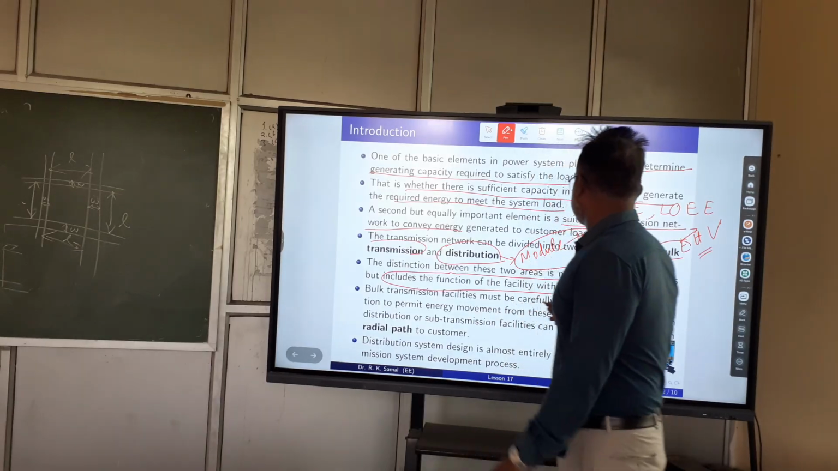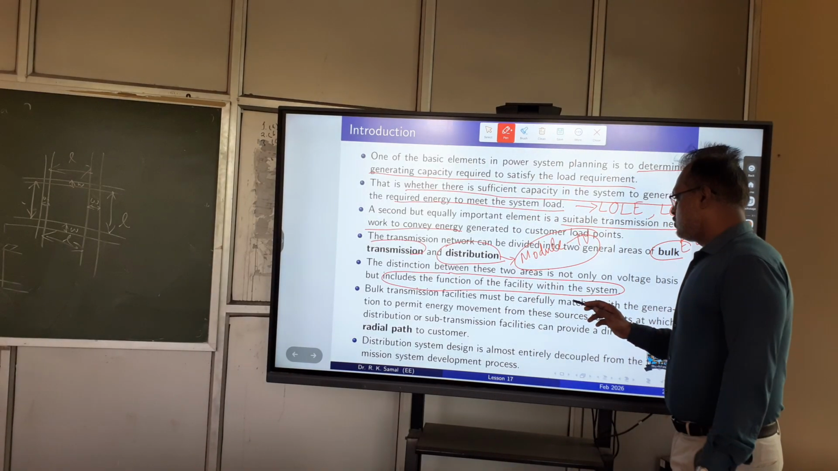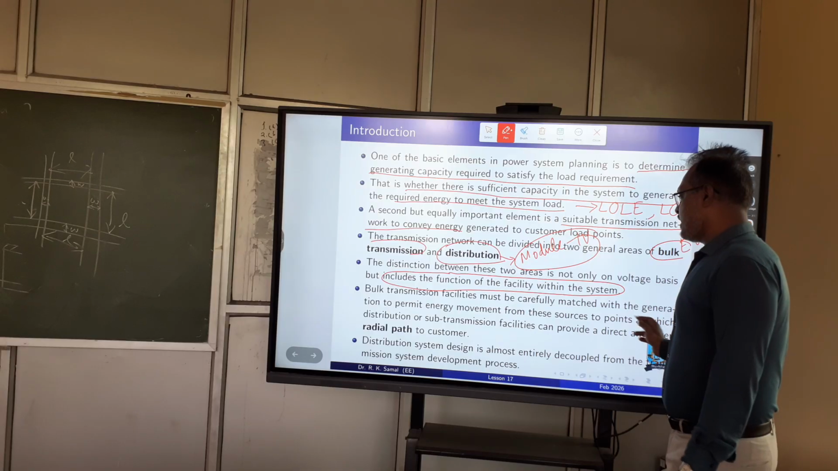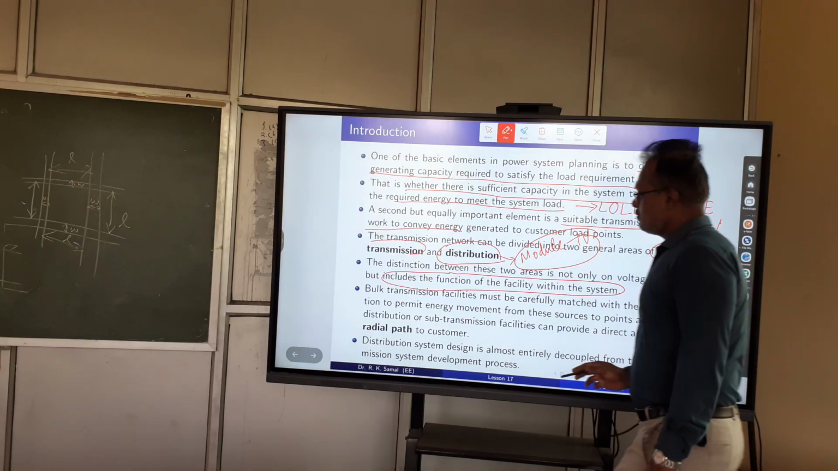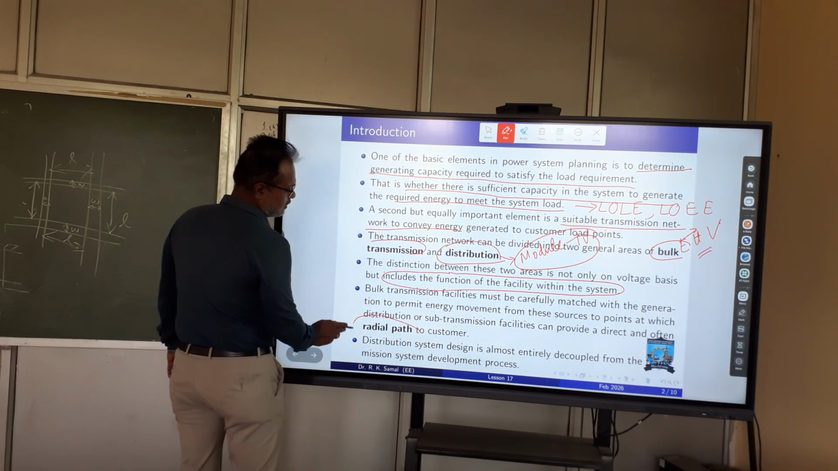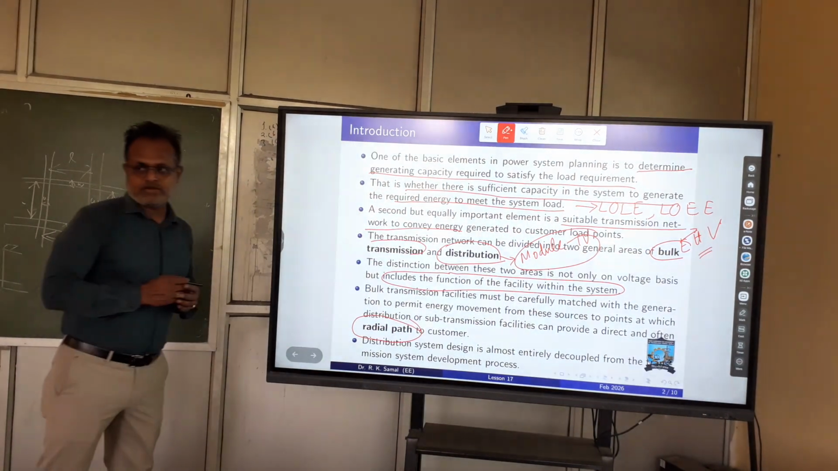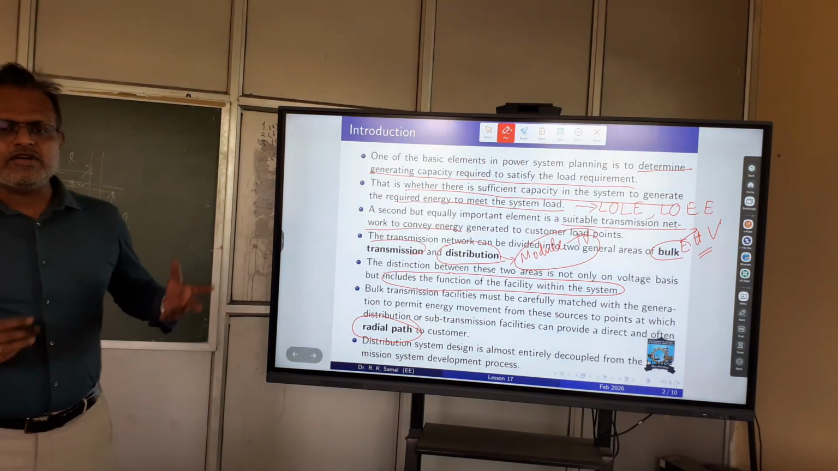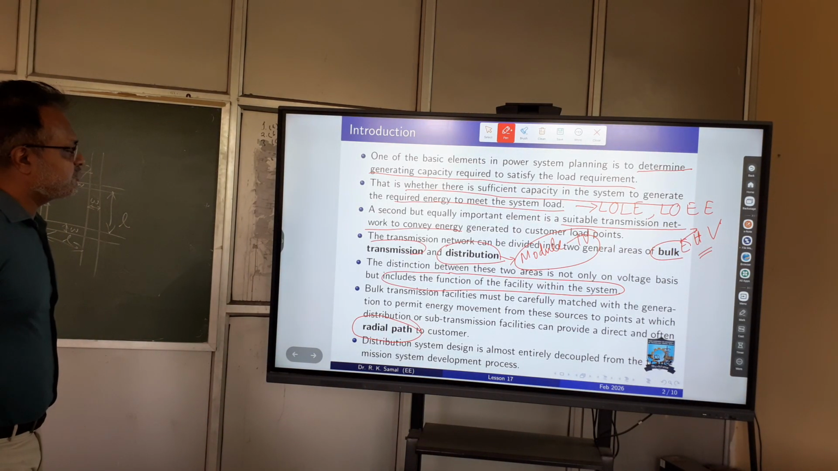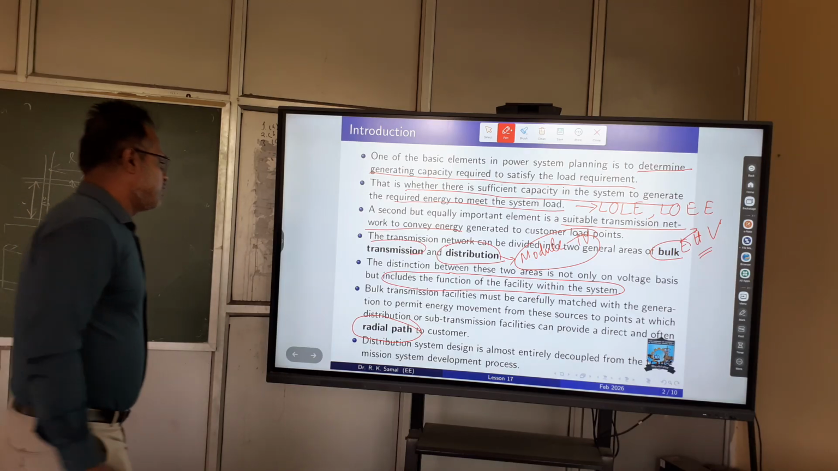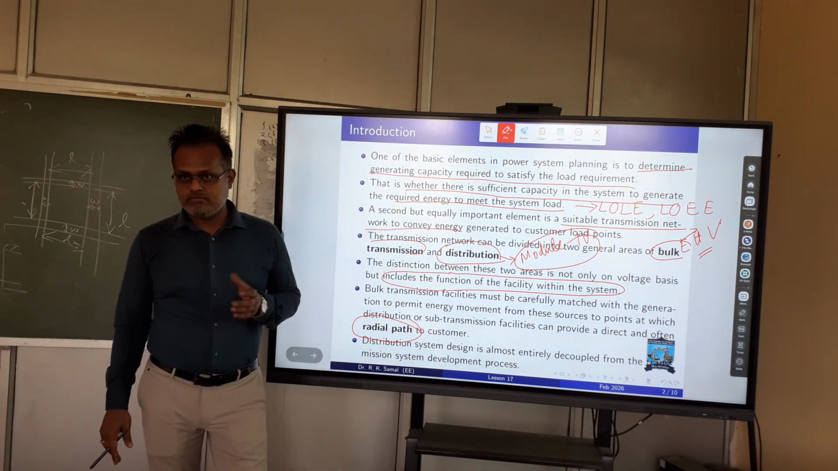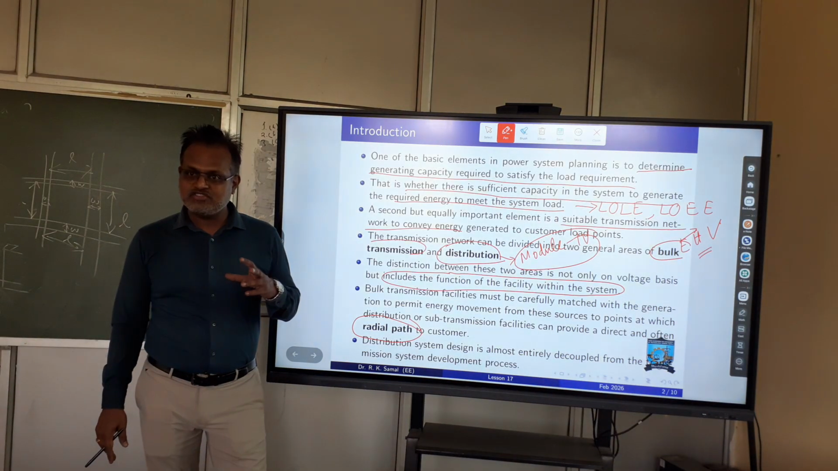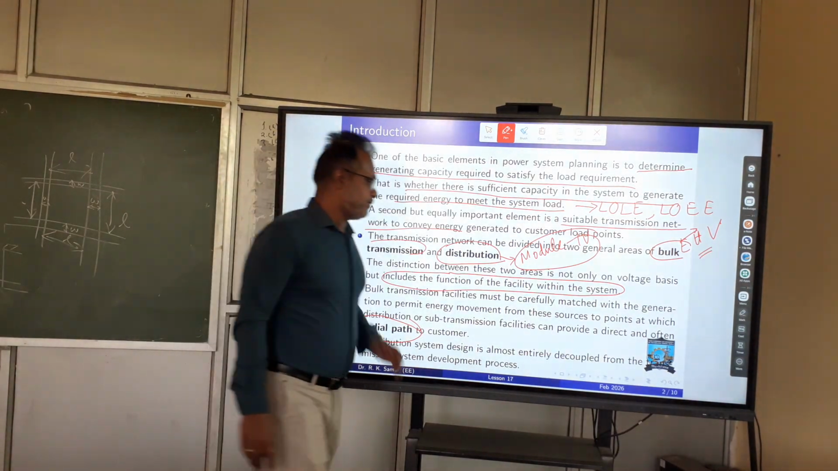Bulk transmission facilities must be carefully matched with the generation to permit energy movement from the sources to points at which subtransmission and distribution can provide direct radial power. You must know that most distribution systems are radial distribution systems, because there are advantages of radial distribution. Distribution system design is almost entirely decoupled from the transmission system development process. So the parameters that we use for the distribution system do not apply to the transmission system, because it is structurally different from the distribution system.